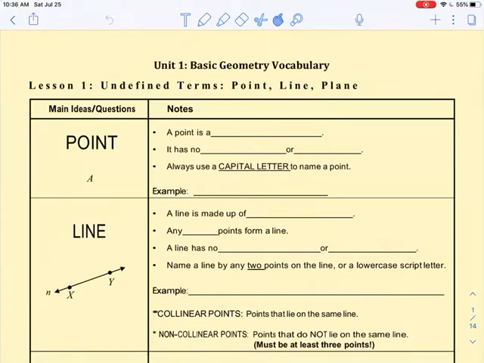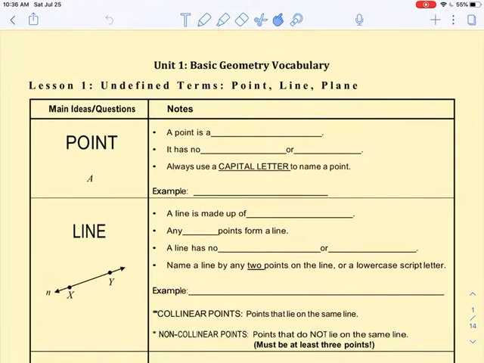Hi GOR, this is your first lesson, so this is Unit 1, Lesson 1. It's nice and short. It's basically just going over some geometry vocab. We're going to do more extensive vocab in Lesson 2, but this goes over what we call undefined terms.